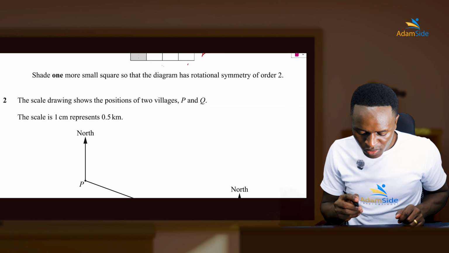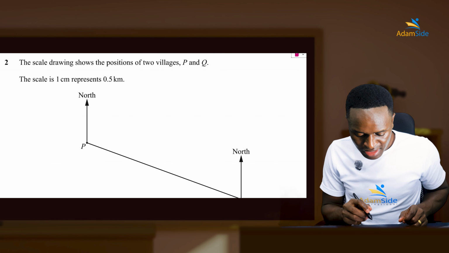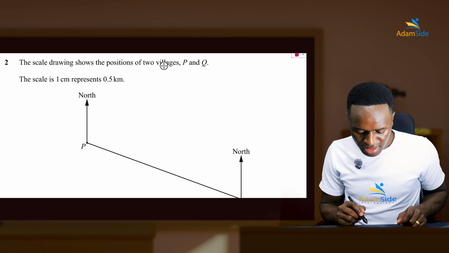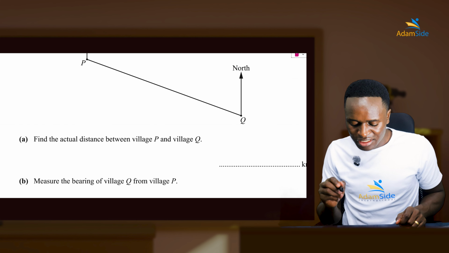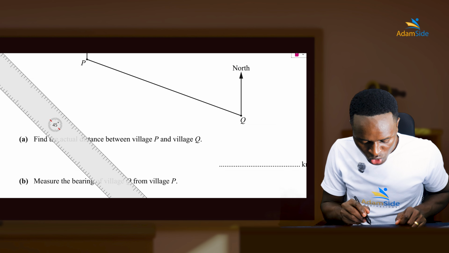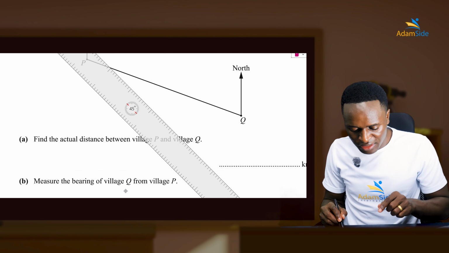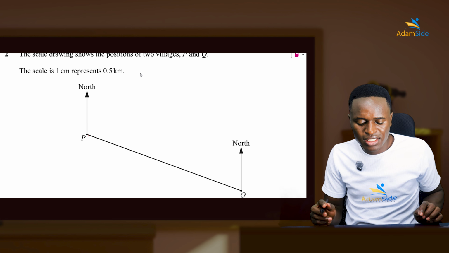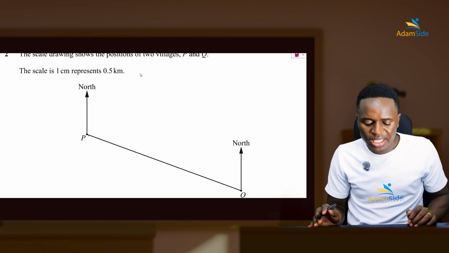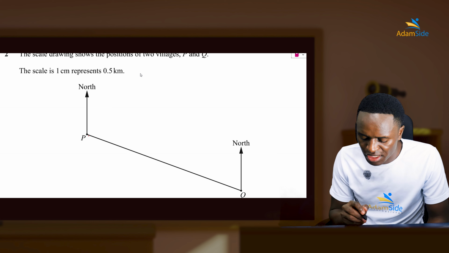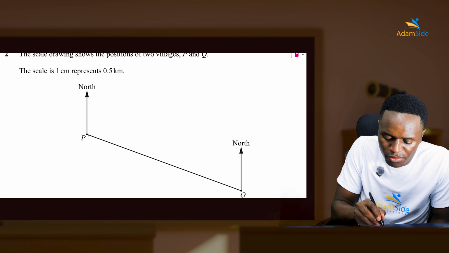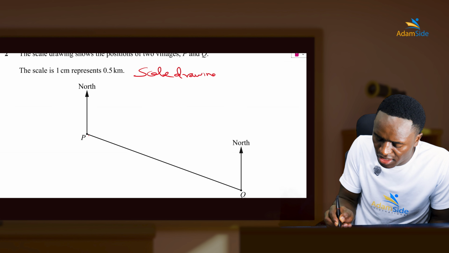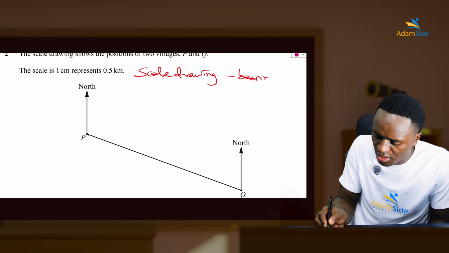Question number 2. The scale drawing shows the position of two villages P and Q. The scale is 1 centimeter represents 0.5 kilometer. Find the actual distance between village P and village Q. The topic comes from the unit of scale drawing, and here we're talking about bearing.